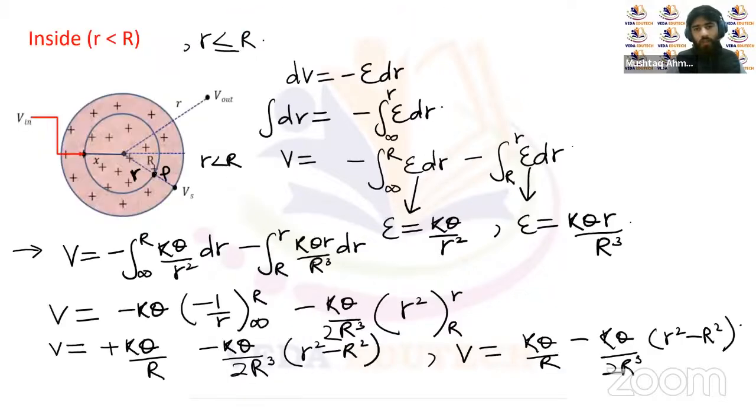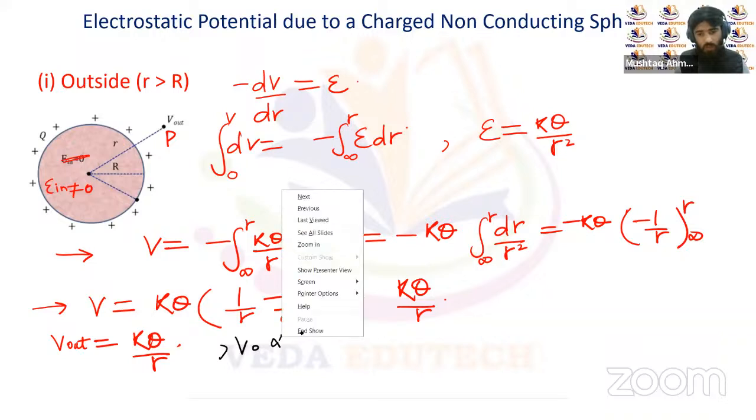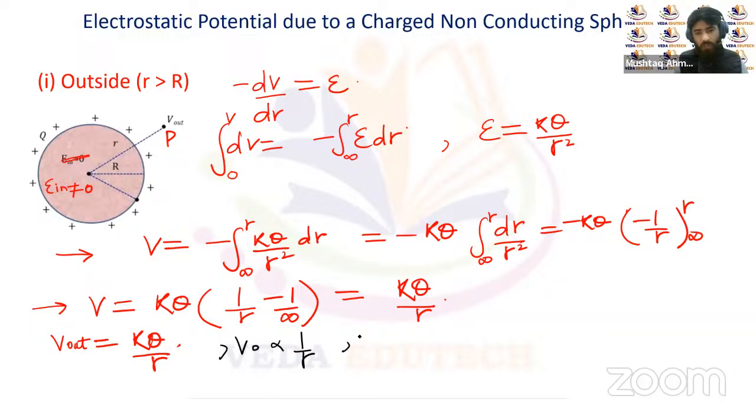Let's discuss the variation of potential with r for this case. You can see that for the outside region, the potential was equal to kQ upon r, or we can say that for the outside region, the potential is inversely proportional to 1 by r. But this is valid only for the region r greater than or equal to R.